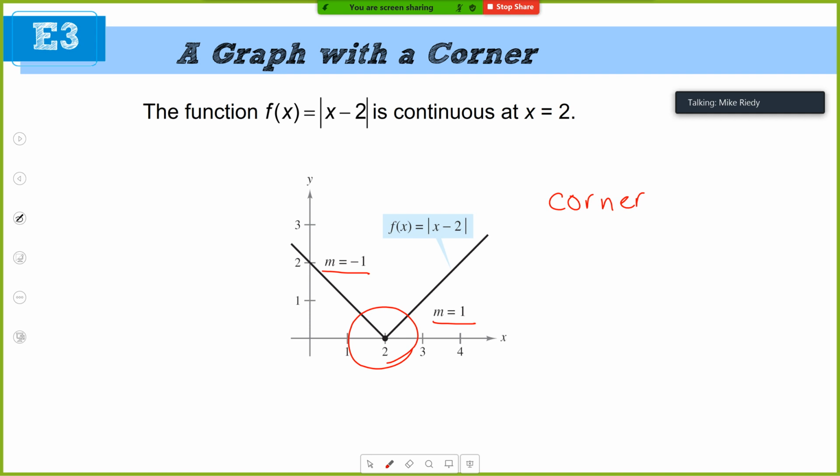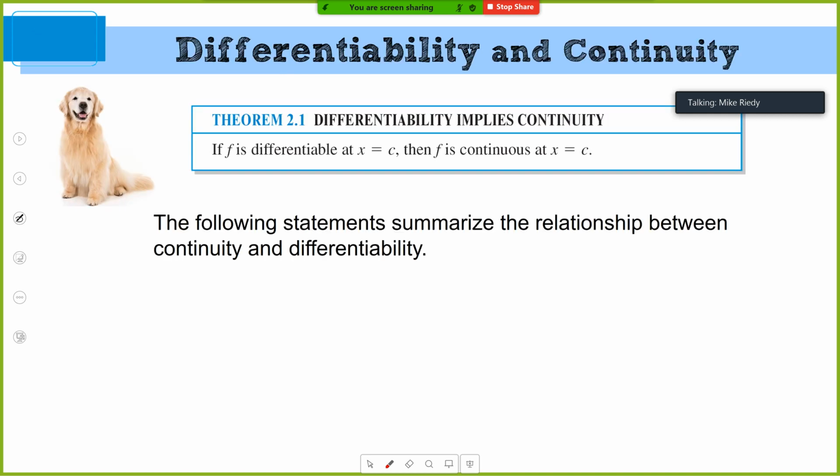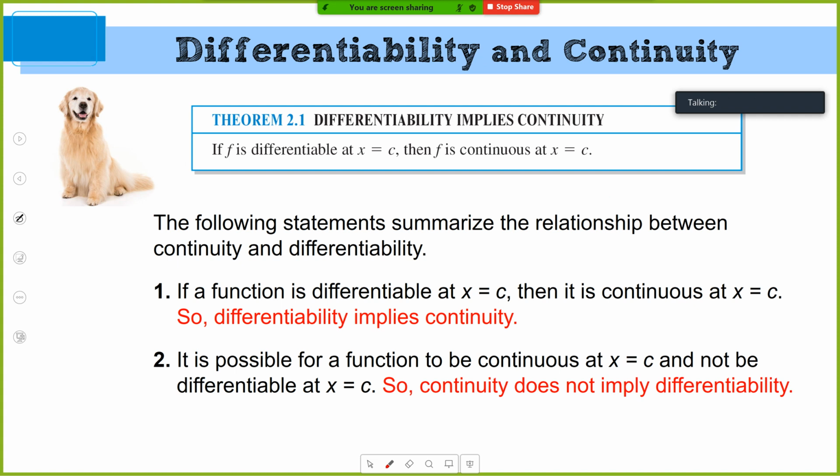The corner on a graph is not differentiable. However, notice this function is continuous. So just because a function is continuous doesn't make it differentiable. However, the opposite is true. If it's differentiable, it must be continuous. I have that summed up on the next slide. Okay? If you can take the derivative, it has to be continuous. But just because it's continuous doesn't mean it has to be able to take a derivative.